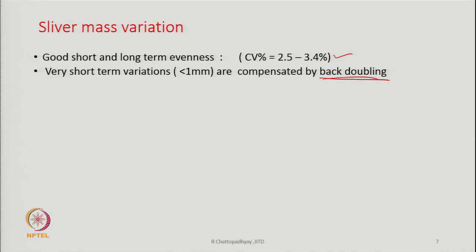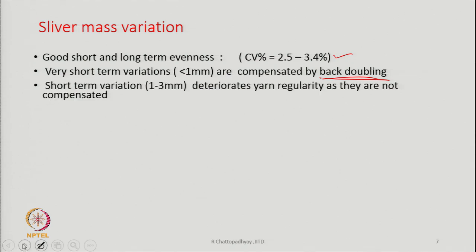The very short term variations in the sliver will be compensated because of the back doubling which is happening within the rotor, because fibers are actually accumulating within the rotor in the form of layer after layer, and there is a doubling action because of this, which is going to suppress the very short term variations present in the feed sliver. Short term variations which are 1 to 3 mm deteriorate yarn regularity as they are not compensated.